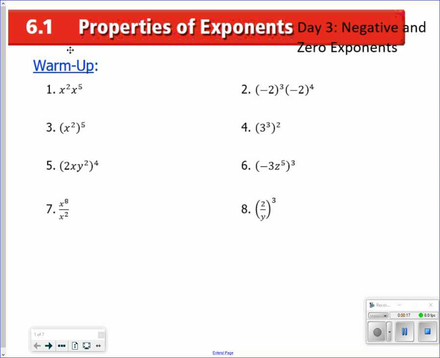Warm-up exercises. So these are all things that we have done. I would hit pause right now, see if you can get all these right from what we talked about previously. All right, here we go.